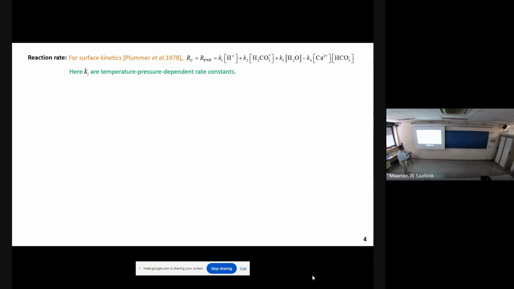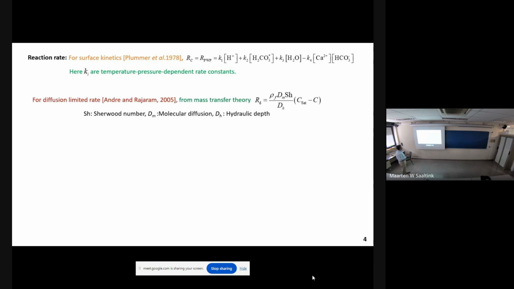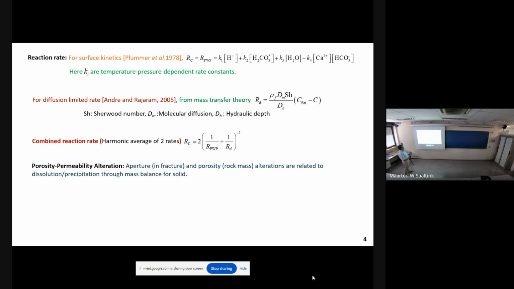Another reaction rate comes from the mass diffusion limited rate, which is dominant and is to be used when the hydraulic depth, the aperture, is larger. So basically you have to take the smaller one. To do that, we have taken the harmonic average of the two, so that we naturally do not need any if-else kind of statement; we naturally go to whichever one is smallest.